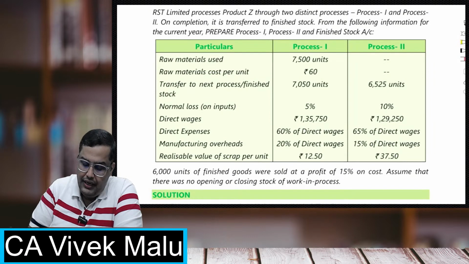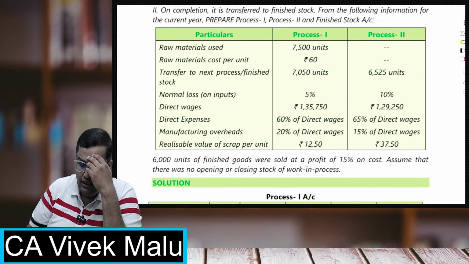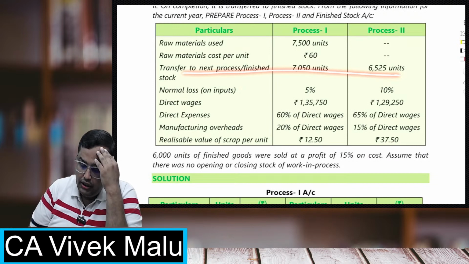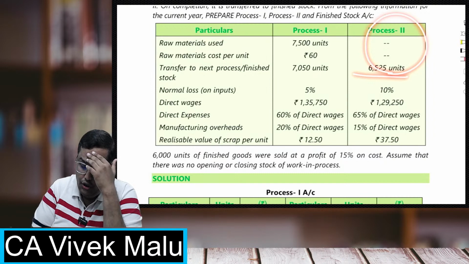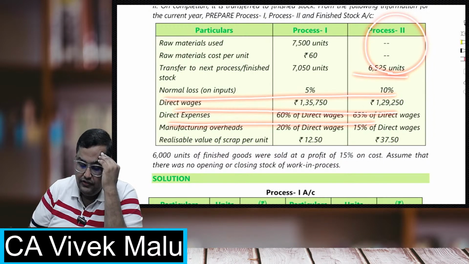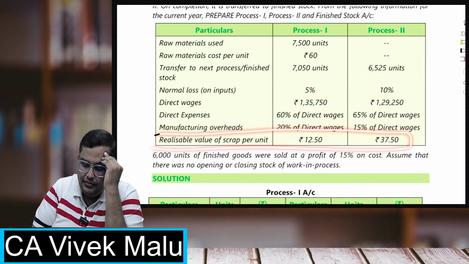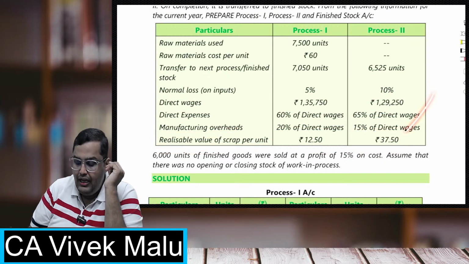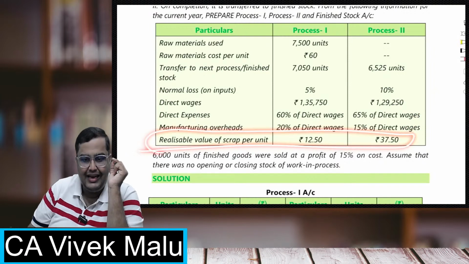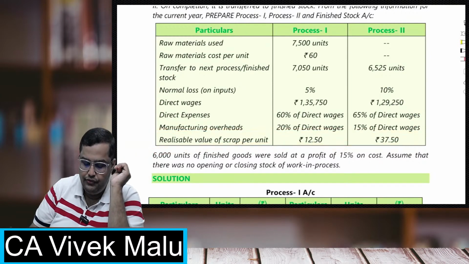Now you can see raw materials used are 7,500 units, raw material cost is rupees 60, and then you have the transfer to the next process, finished stock, that is 6525 units from process 2. Normal loss on inputs is given, direct wages, direct expenses and manufacturing overheads have been given, and there is something interesting, that is realizable value of scrap per unit. I have intentionally taken this example because it has this realizable value of scrap, and I wanted to teach you something in this.